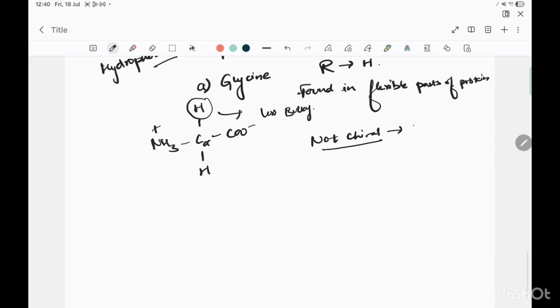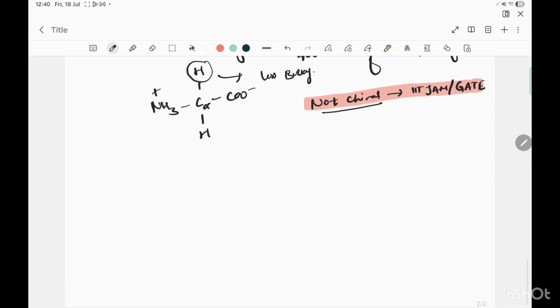It is being asked in the IIT JAM exam as well as in the GATE exam. So you must remember this. I'm highlighting this part: glycine is not chiral. Okay.